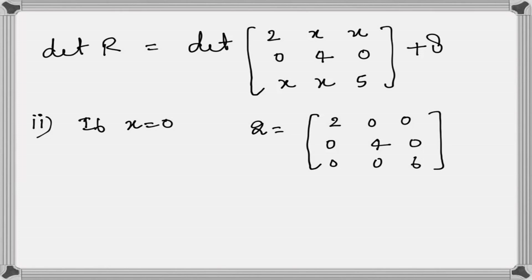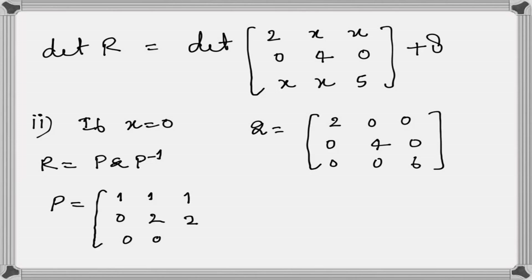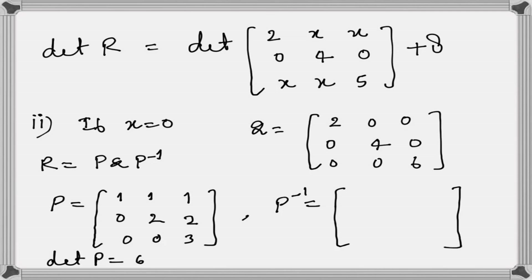Now we need to calculate R explicitly. Remember R was PQP inverse. This means we know P and we need to find P inverse. Let me recall what P is. P is 1 1 1, 0 2 2, 0 0 3. We can easily check that the determinant of P is not equal to 0, hence it is invertible. You can calculate P inverse by finding its adjoint and dividing the adjoint by determinant P, and determinant P is 6. I'll leave this as an exercise.